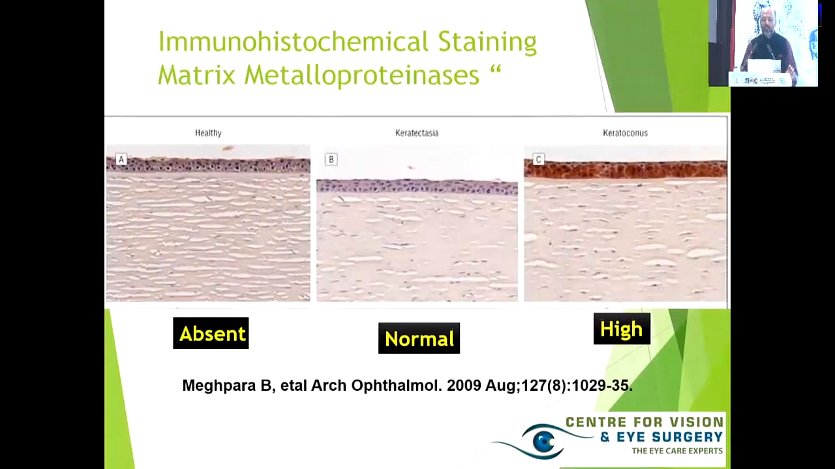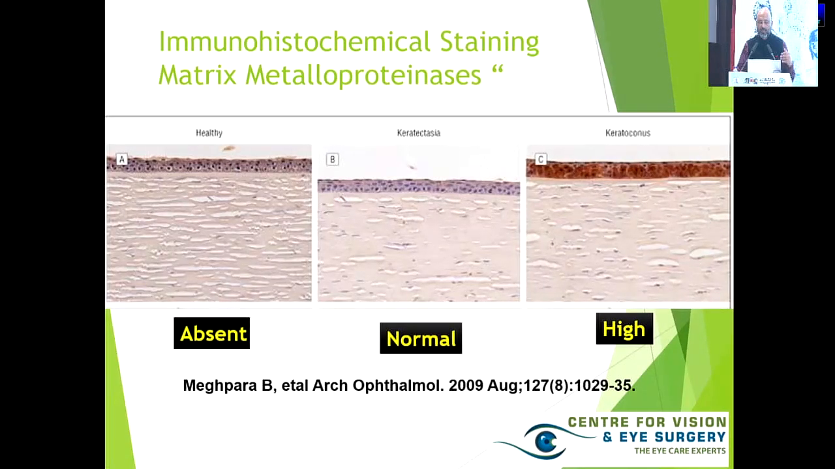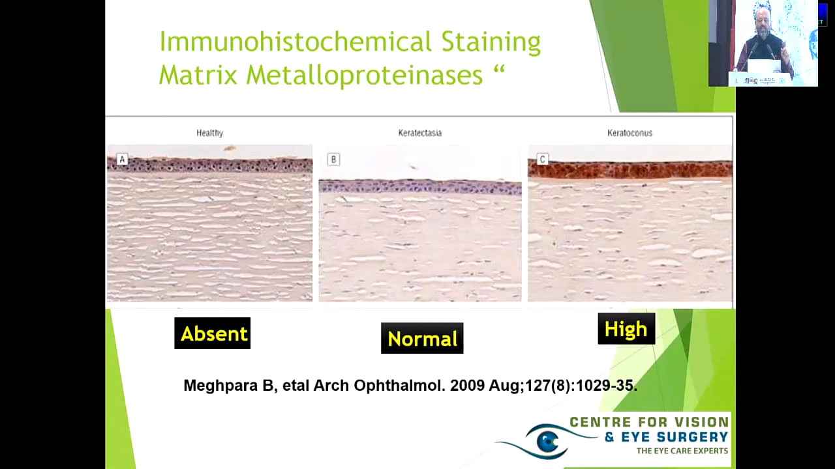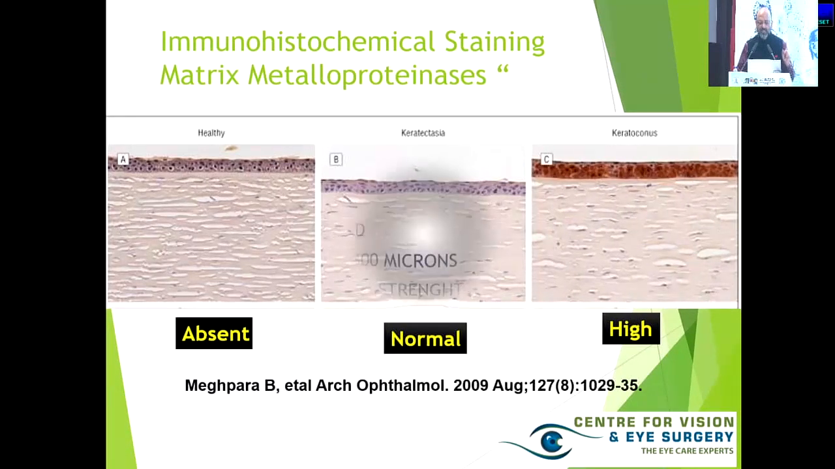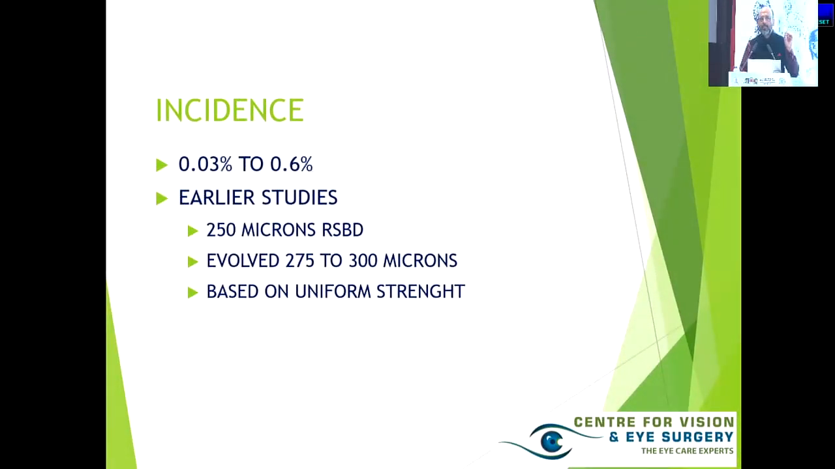The second is, of course, matrix metalloproteinases. These actually melt the cornea. So in dry eye patients, they tend to be higher, and similarly in keratoconus. So the pathology in keratectasia and healthy versus keratoconus is slightly different. This is something you need to remember. So the principles of keratoconus management broadly apply, but not perfectly.